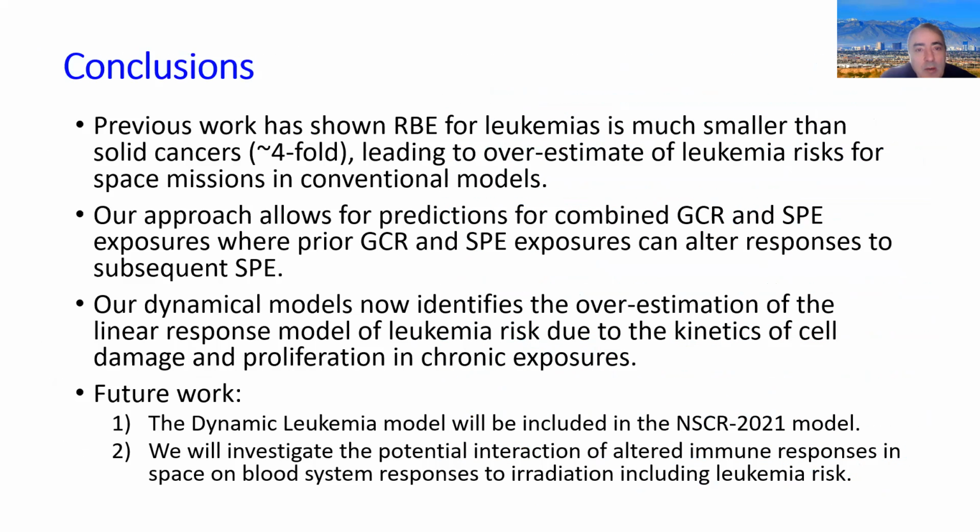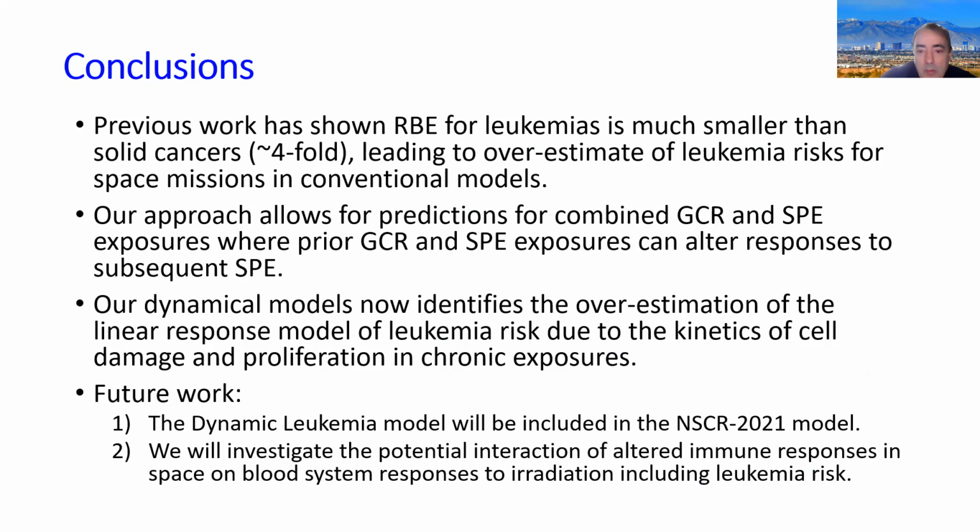So the previous work, again, shows that the RBE for leukemias is much lower than solid cancers. This was included in my previous work, the NSCR model. And we now show that the linear model overestimates because of the dynamics of the processes involved in how stem cells evolve into cancers such as leukemia. Future work will include the dynamic leukemia model into the NSCR model version 2021.